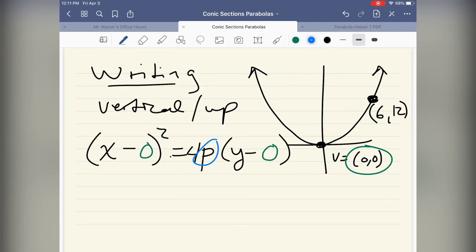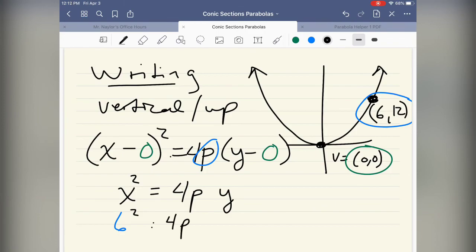Well, how am I going to find p? Using this point? Yes, using the point that you're going to plug in for x and y. So I'll be able to, of course, conclude that this equation is really nothing more than x squared equals 4py. But now I can plug in 6 for x, and I can plug in 12 for y. And we have ourselves an equation that we can solve for p. It looks like the equation eventually becomes 36 equaling 48p, which would give me a p-value of 3/4.